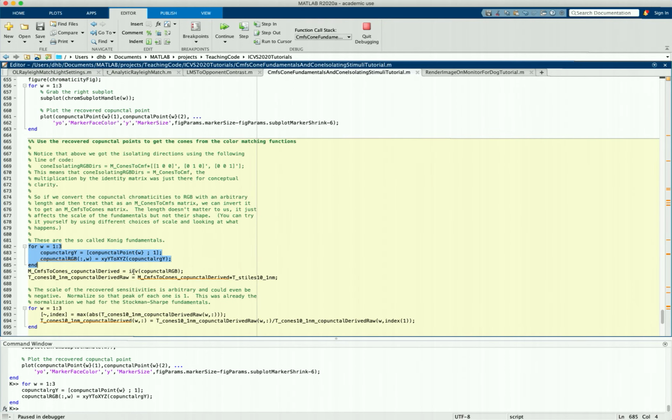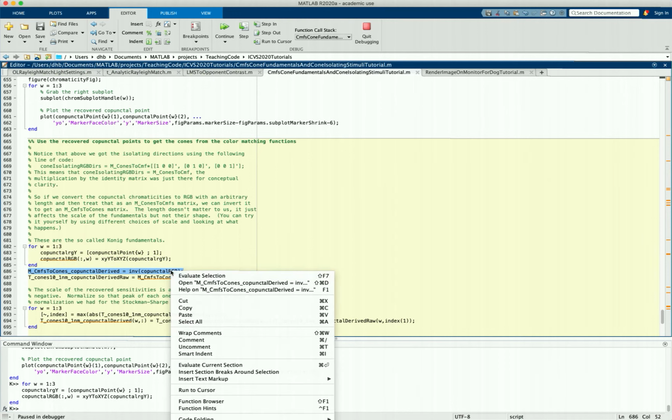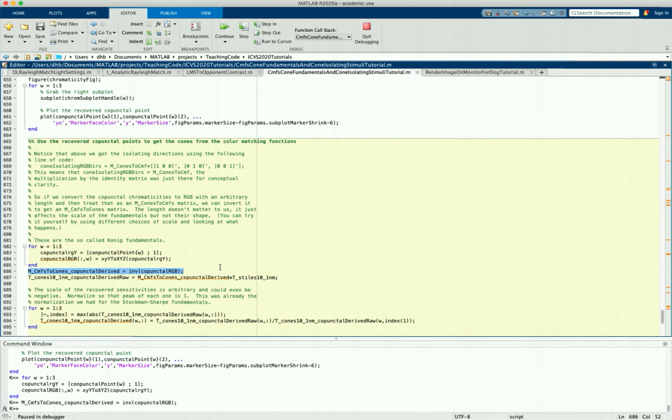Then we're going to invert that matrix to give us an M color matching functions to cones underscore copunctal derive, to say where it came from. And that matrix then will have, and we can apply that to the Stiles 10-degree color matching function at 1 nanometer multiplied by this matrix to get derived cone fundamentals based on the dichromatic confusion lines that we've derived here to get us derived cone fundamentals. So we'll do that.